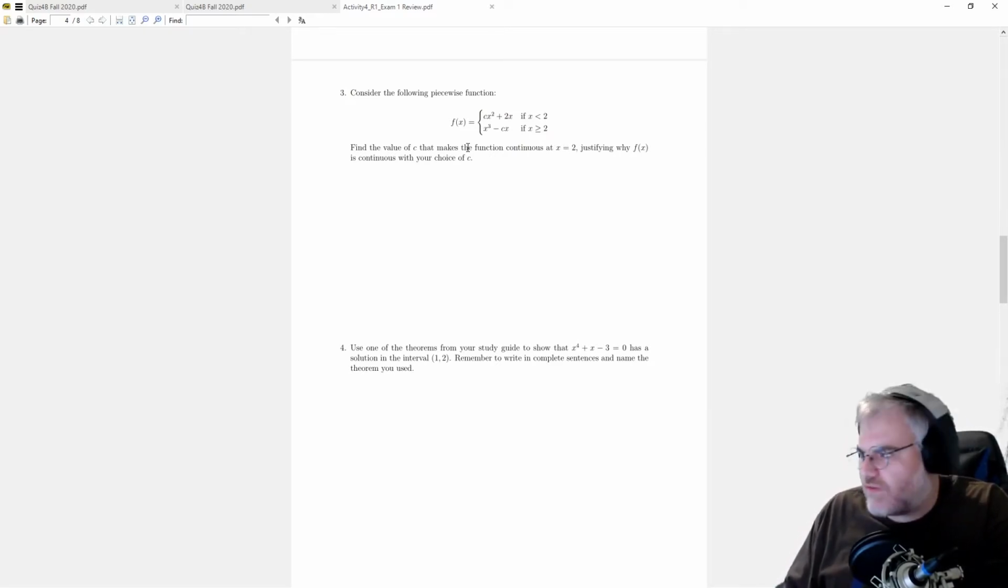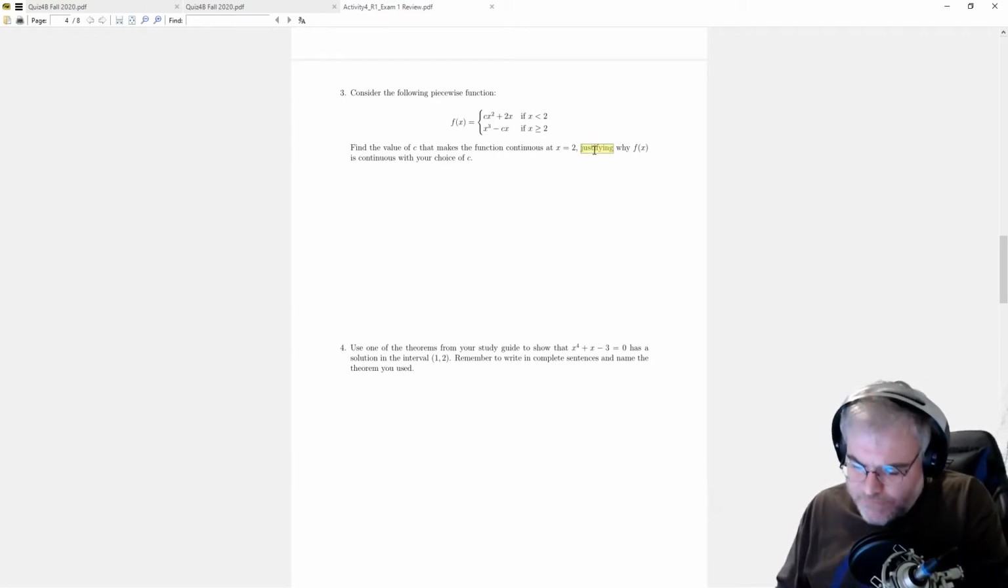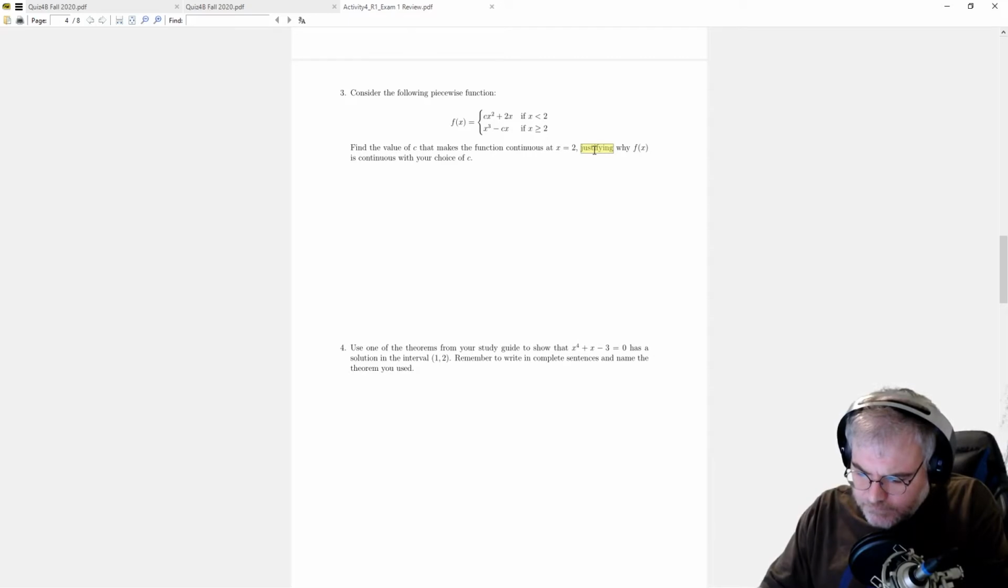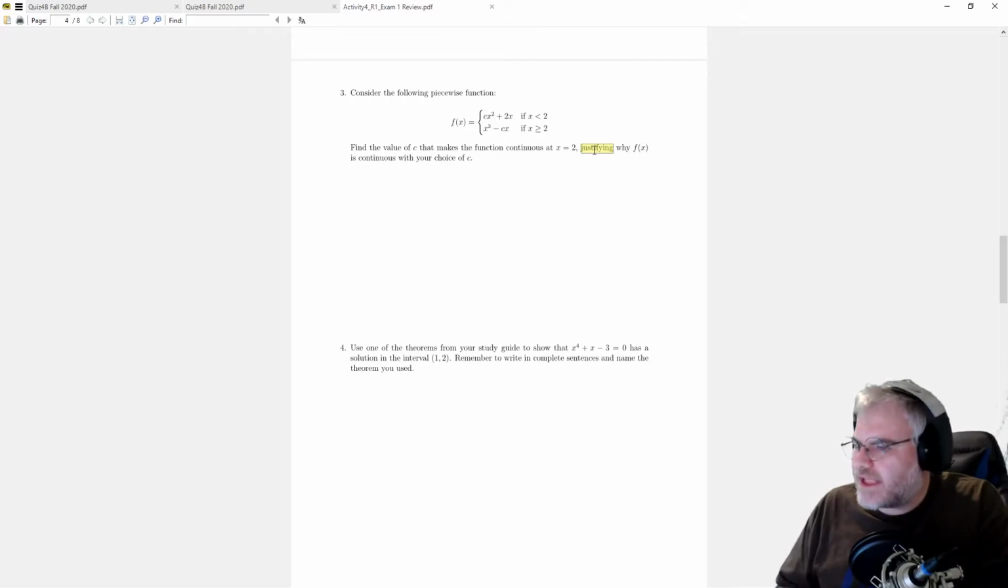Watch out for this word justify, because justify actually means prove. Okay? So it's a common mistake just to find the C and move on. But you see this justifying, that means prove. So make sure that you don't underdo the problem for those types of things, right? So meet the definition of continuity.